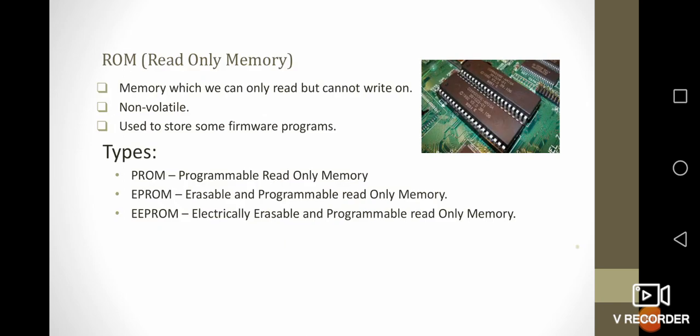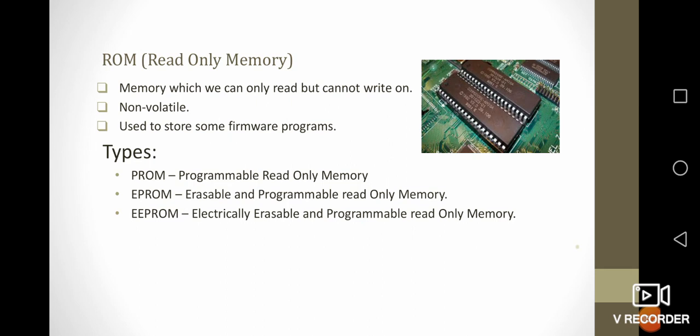Next one is a ROM. That is, it is called read only memory, because once the data is stored, it can only be read, but it is non-volatile. I mean, it is unchanging. It is used for some firmware program. What is firmware program? It's a basic program that is given in the computer.